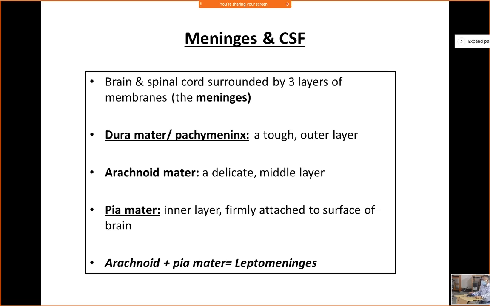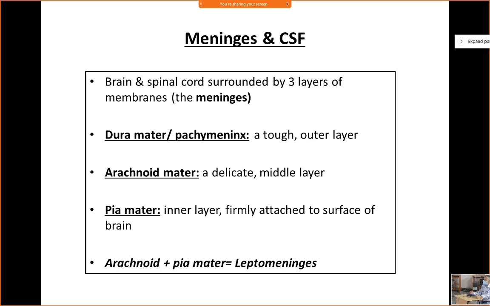So dura mater is the outermost covering. It is a tough outer layer. Suppose you are wearing a shirt. So the shirt is your dura mater. Then the undergarment inside the shirt is your arachnoid mater. So arachnoid mater is delicate and it is the middle layer. Then inner to that, pia mater. It means your skin is your pia mater.